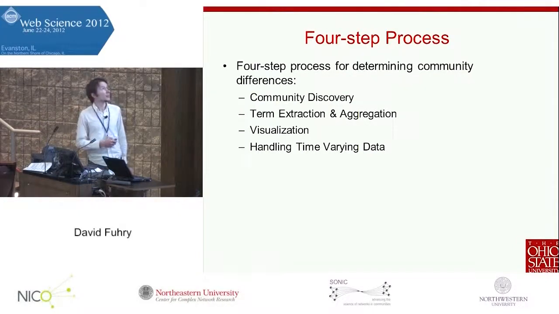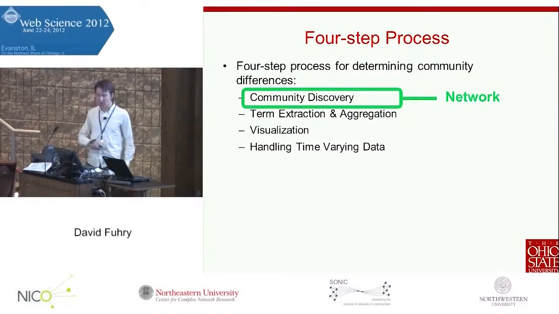The first step is community discovery, where we look at how you can find communities, and for which we mostly reference a lot of other works. Secondly, we talk about how we can take the content terms that this community mentions and accumulate them. Thirdly, how to visualize this in a way that teases out the difference between different communities. And fourthly, handling time-varying data. I will go through each of these four steps in turn, then I'll present some case studies, and then I'll conclude.